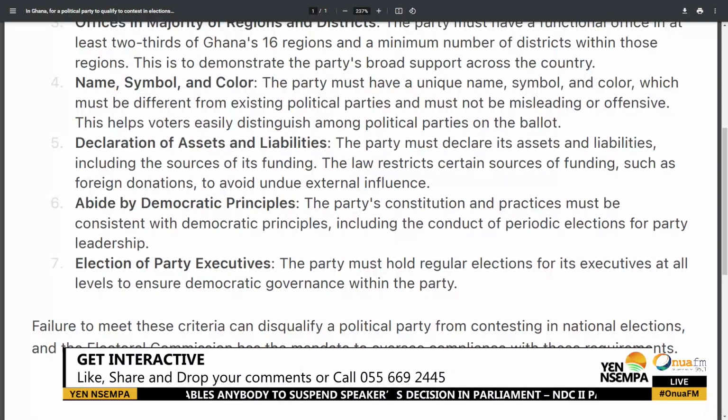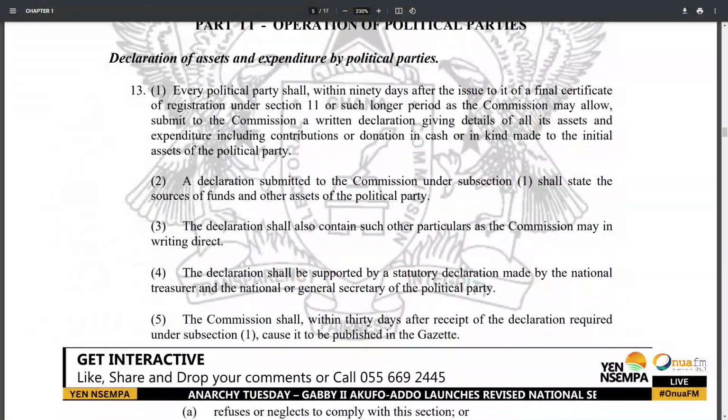The party must declare its assets and liabilities, including the source of its funding. The law restricts certain sources of funding, such as foreign donations, to avoid undue external influence. So how do you declare assets and you said you can't open it? You were talking earlier about assets, but source of funding is different. Even one of the 13, now 12 candidates, has a source from foreign inflow.